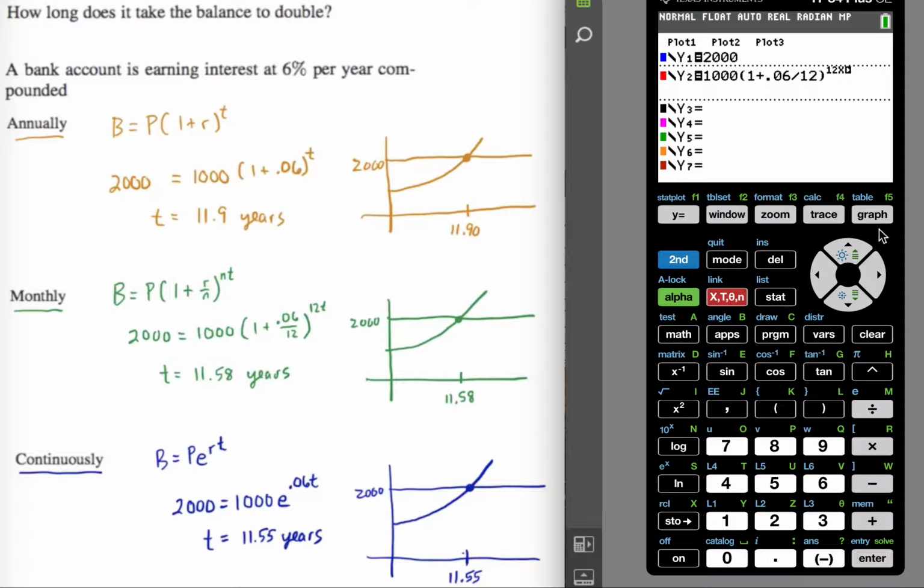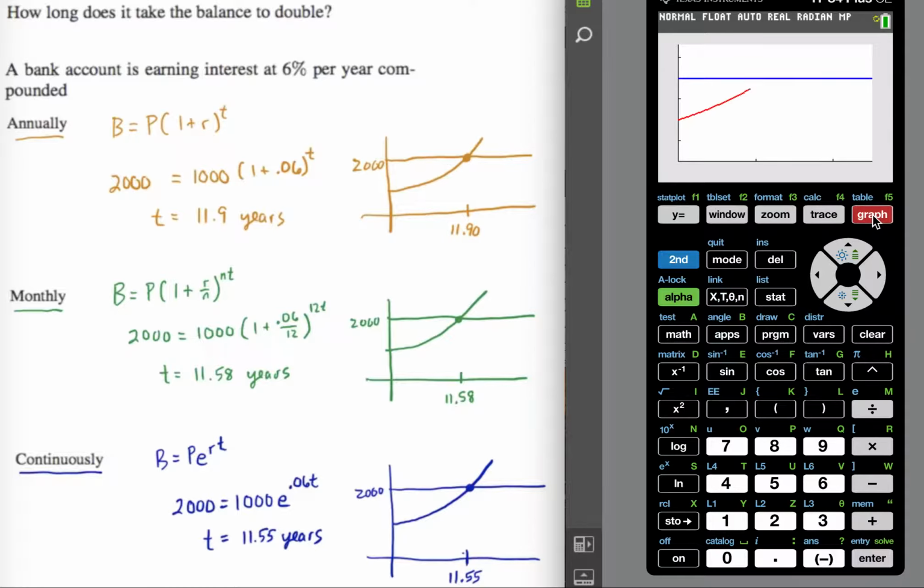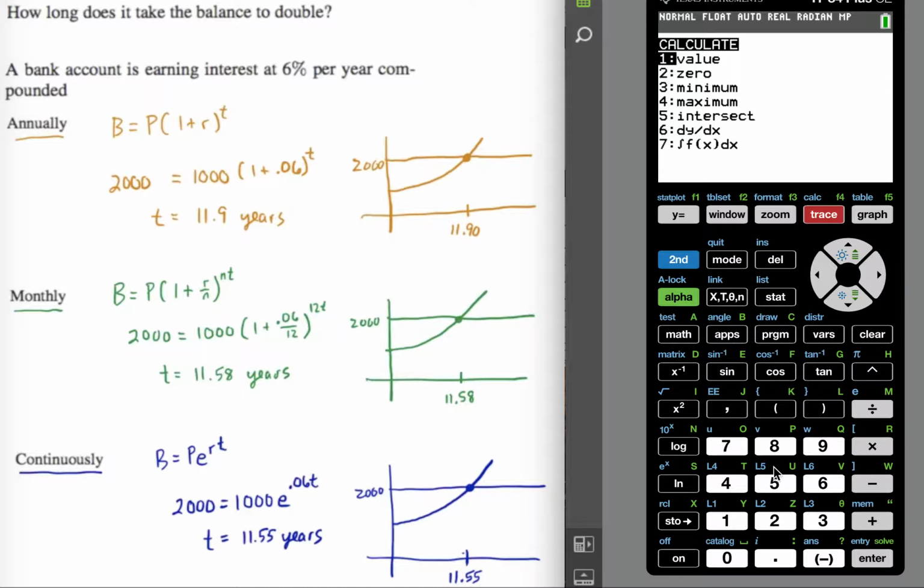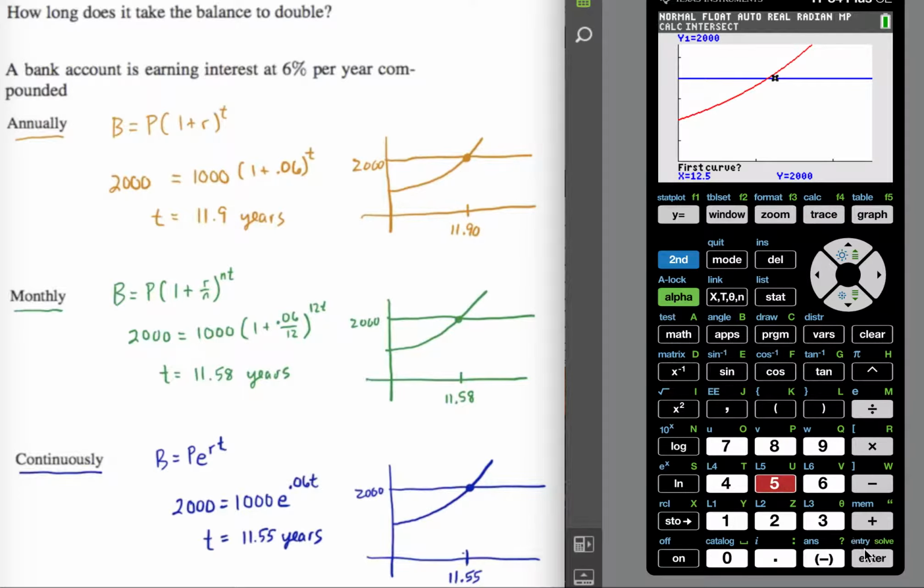And so now that I've done that, I can graph. The window should not change. And so I'll press second, trace, number 5 for calculate. First curve, second curve, third curve. So the third time I press enter, now it says 11.581. So to 2 decimal places, this is 11.58 years.